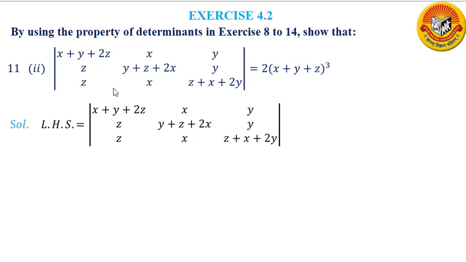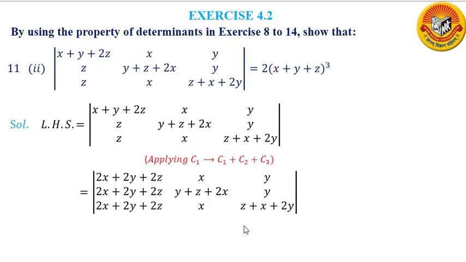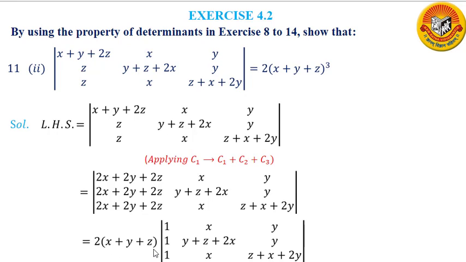Now if on C1 I add C2 and C3, then I will get 2 times x plus y plus z in the first column. Then I will take this 2 times x plus y plus z common, and I will get 1, 1, 1, x, y plus z plus 2x, x, y, y, z plus x plus 2y, right? This determinant. Now see what we have to prove, 2 times x plus y plus z the whole cube. So I need 2 times more this x plus y plus z. So for this what we can do?